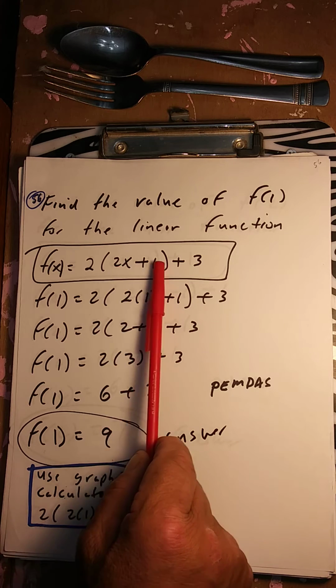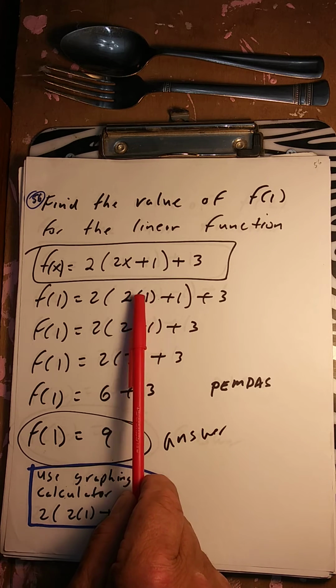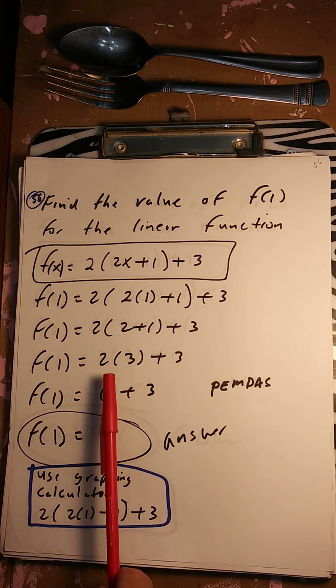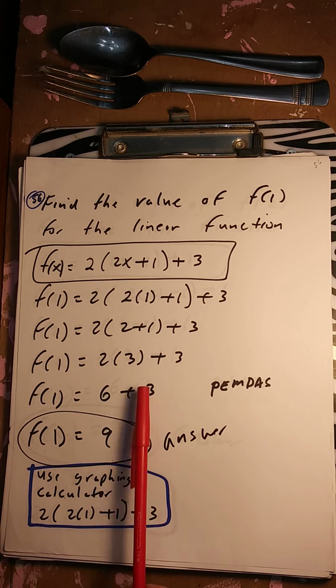Again, do the inside part. This one first. 2 times 1 is 2 plus the 1. Then do this one again. It's a 3. And then you do multiplication first. And then you do the addition last.